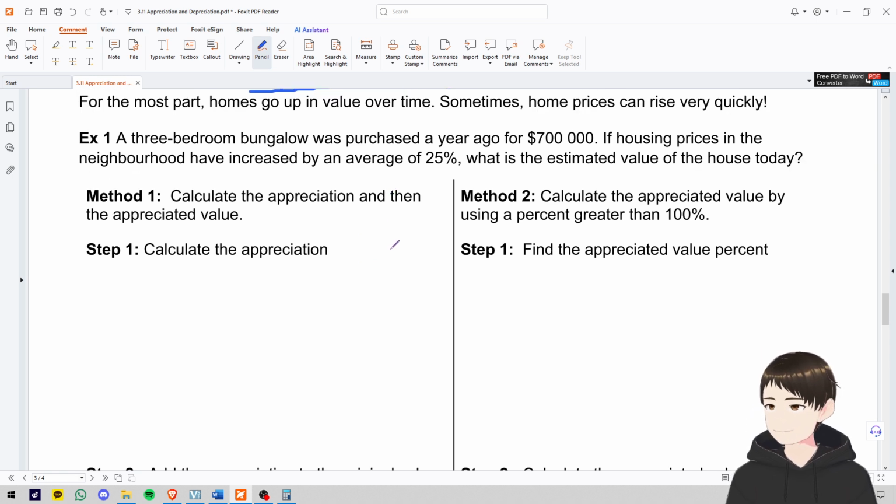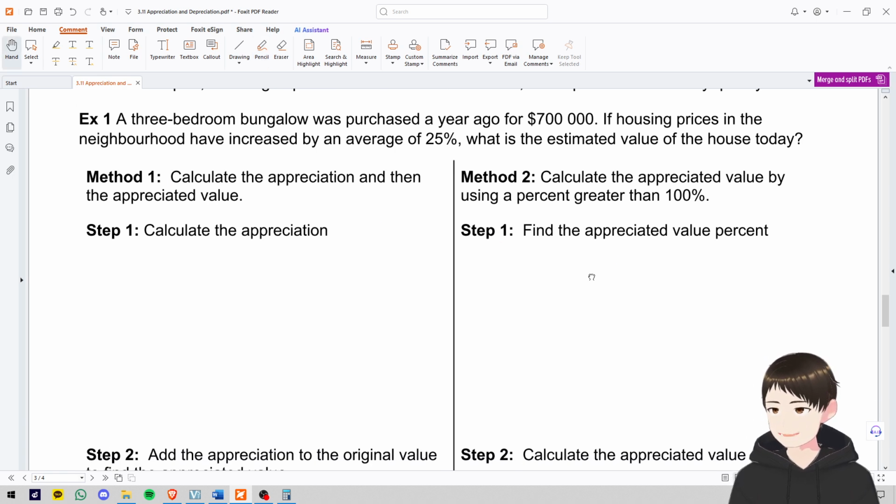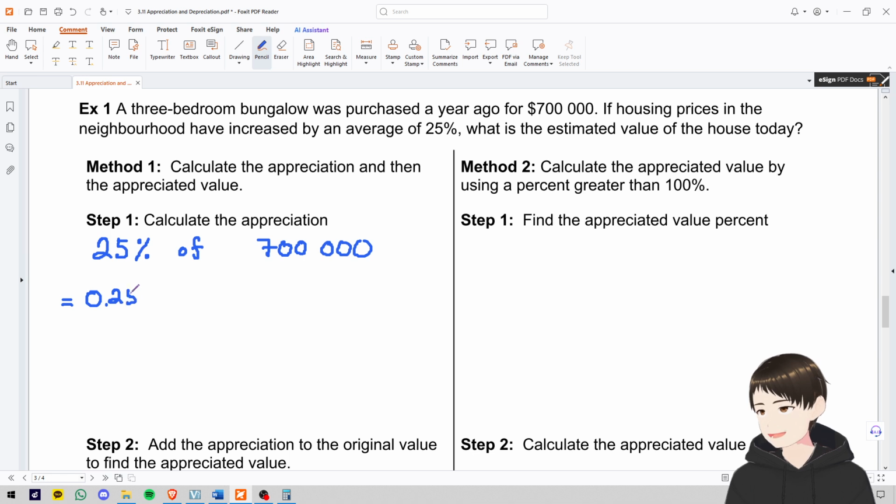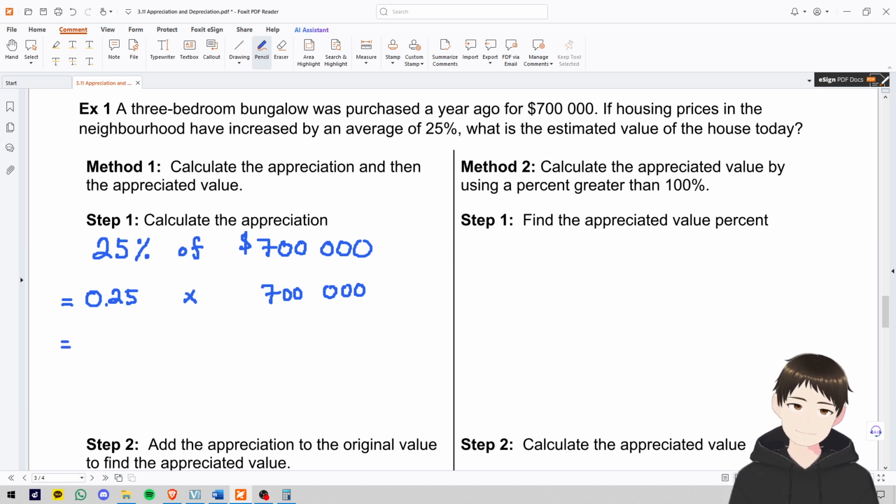If the housing price in the neighborhood has increased by an average of 25%, what is the estimate value of the house today? There's two ways you could do it. You can calculate the total based on an extra 25%, or you can calculate the 25% first. So, for example, what is 25% of the total? You've seen this before. You change the percent into a number you can use for calculations. Of is a multiplication, and 700,000 is still just 700,000, right? I just leave it as a number. I work that out, and I get 0.25 times 700,000.